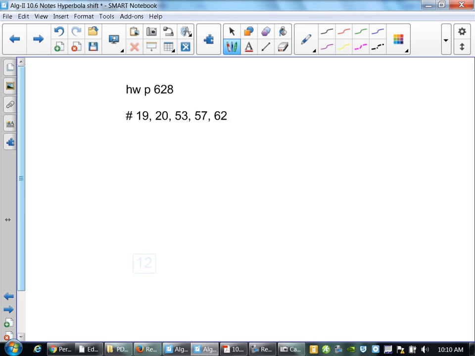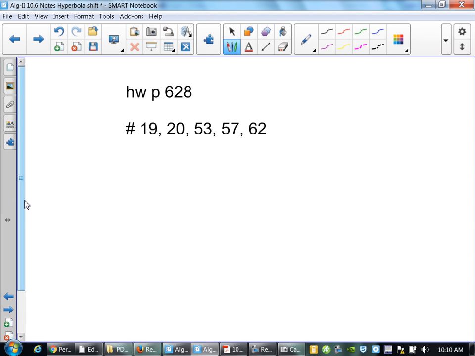So these are the shifted ones, I believe. It's 1, 2, 3, 4, 5 problems. Is this still 10-6? Yes, this is the shifted stuff. So let's see, 19 and 20 to write the equation. That's pretty simple. Then 53 and 57 are classifying graphs, so 53, 57, and 62.